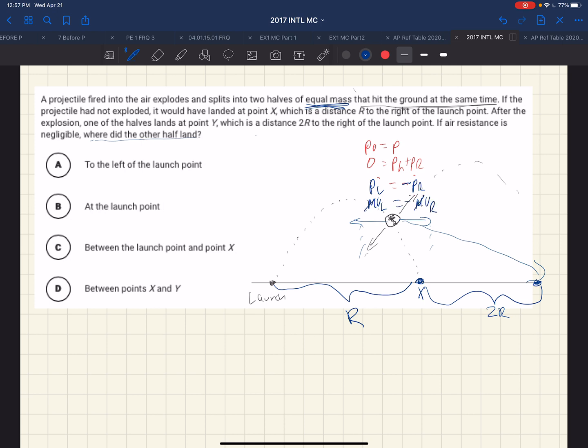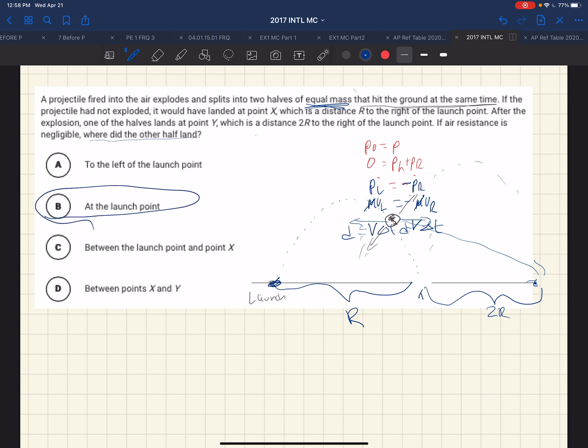Well, the M's are equal. So the velocity of the left must be equal and opposite to the velocity of the right. So here is our speed V. This is speed V. If they're both traveling at the same speed V in either direction and they land at the same time, they're traveling for the same length of time, so the distance they travel must be the same. If the one were shot ahead a distance r, the other would be shot back a distance r, and being shot back a distance r means it would have landed at the launch point. Choice B.